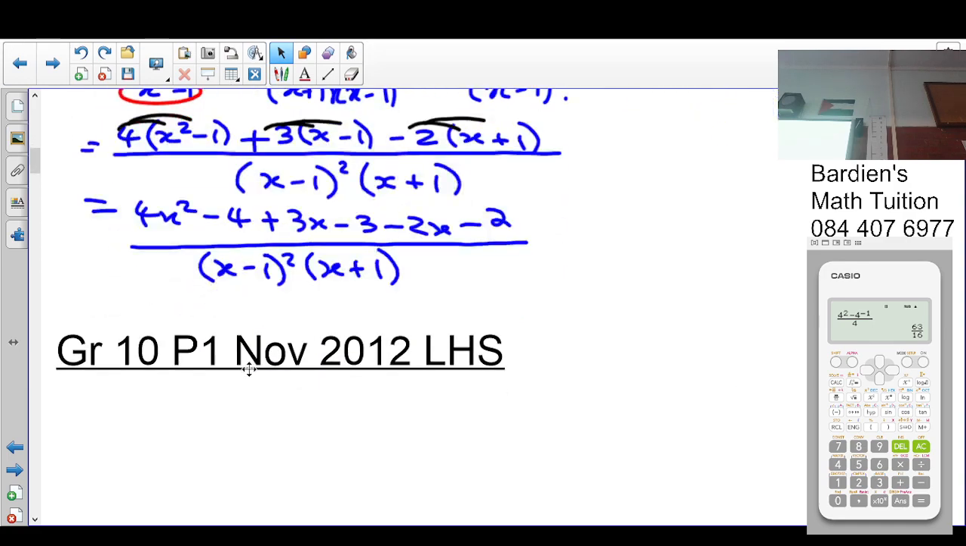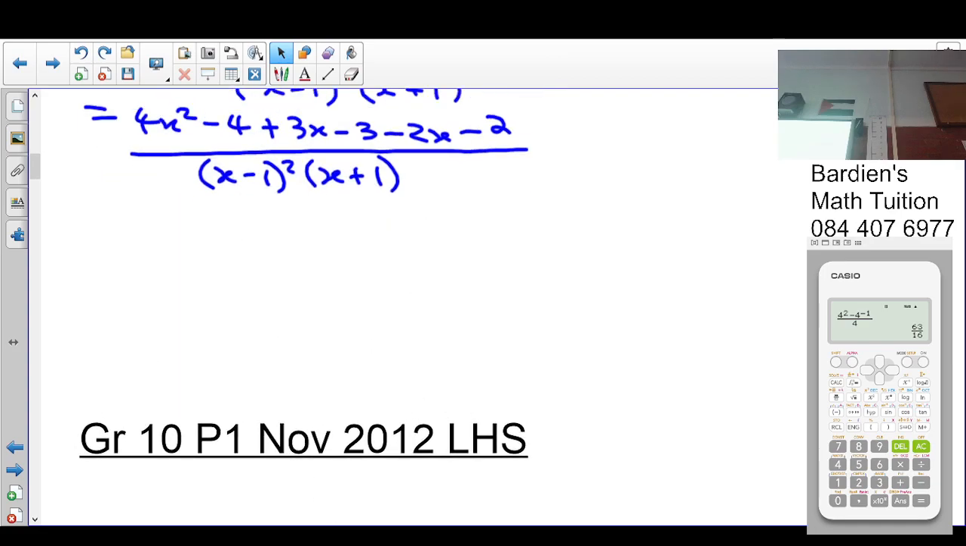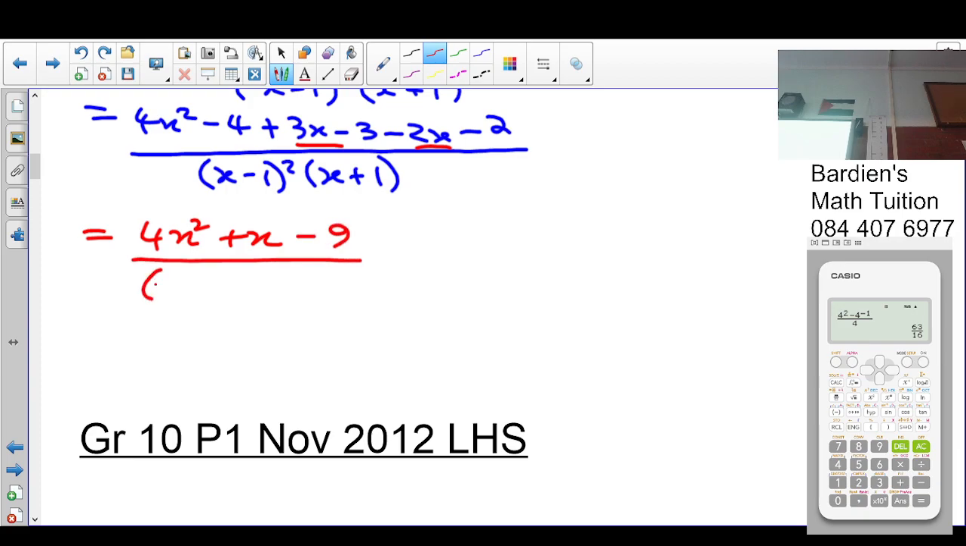So what do you see now? Like terms. So we've got 4x squared plus x. What is minus 4 minus 3? Minus 7. Minus 2 is negative 9 over x minus 1 squared into x plus 1.